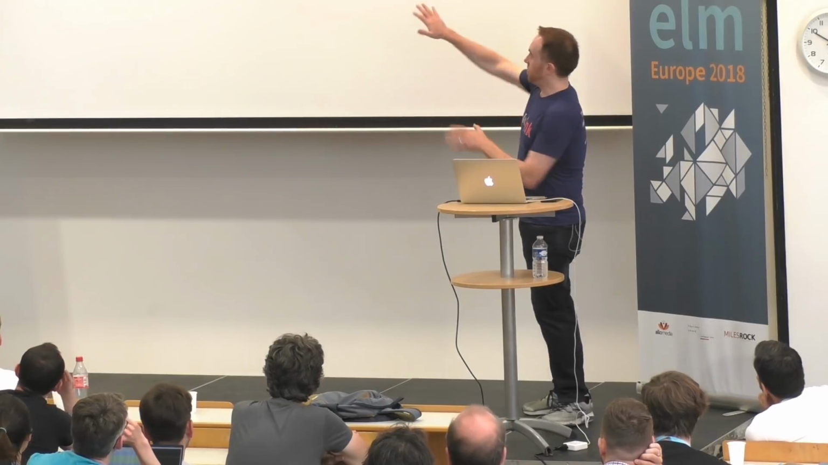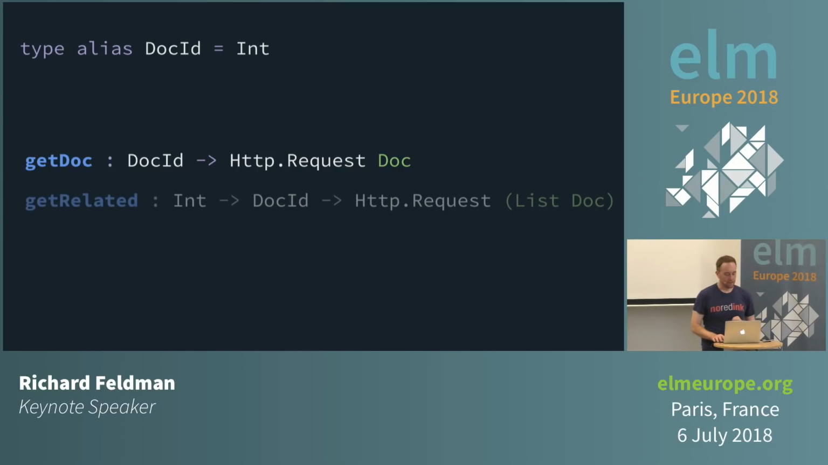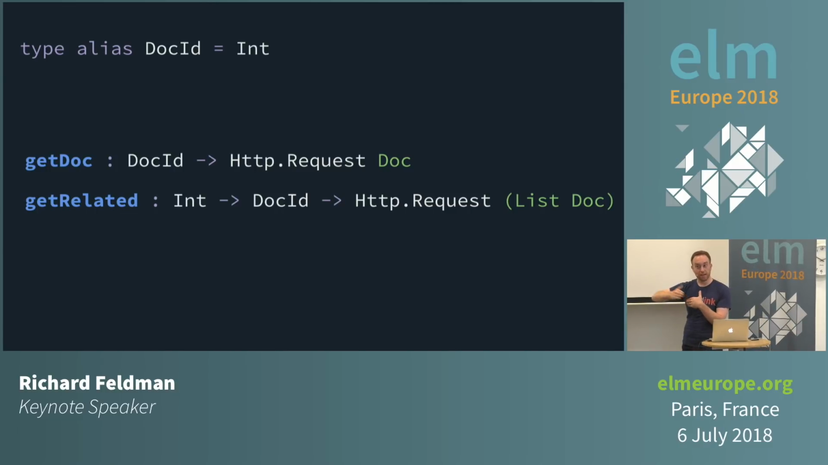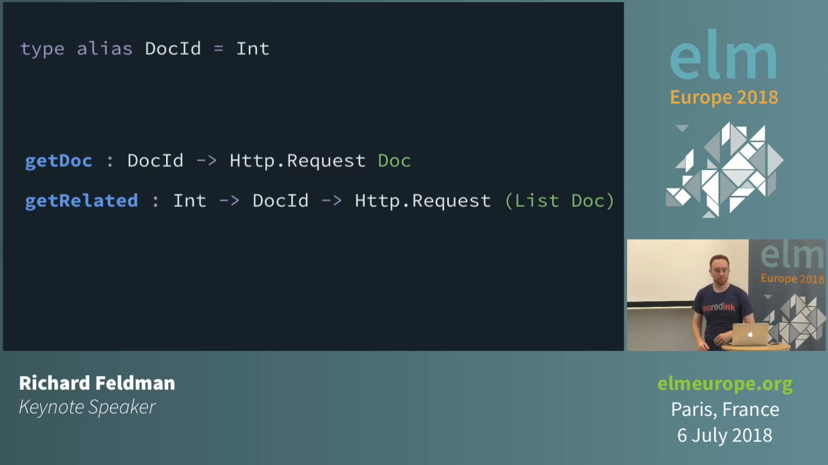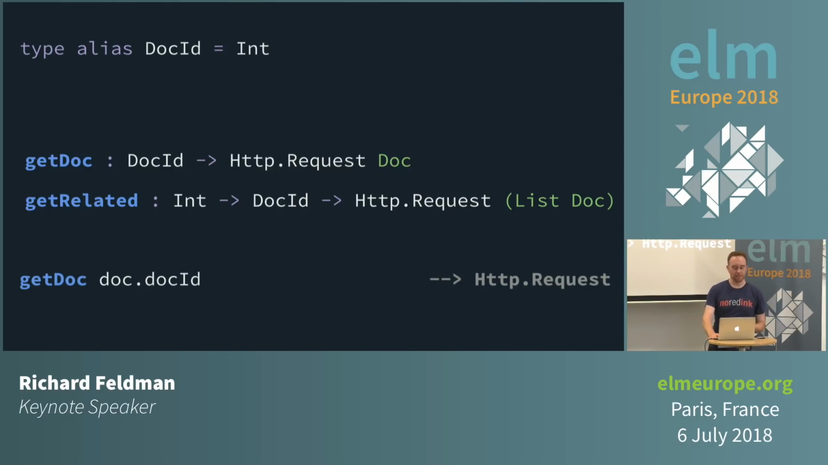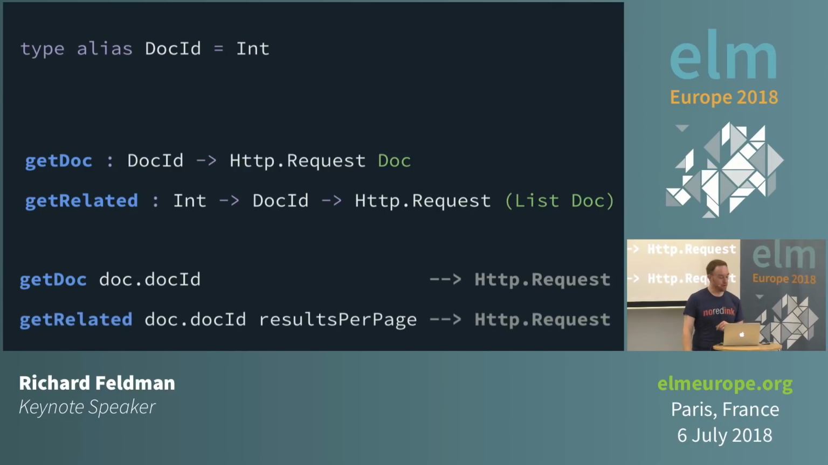So let's say that I went with the type alias approach. And I wrote some function called getDoc, which takes a doc ID and then goes to the server and says, give me that doc. And then I also defined a function called getRelated, which takes an integer for the number of related docs I want to get back, so I don't get 1,000 of them if there are a bunch that are related. And then the particular doc ID, and that gives me back a request. Okay, so I could call getDoc passing doc.docID. That'll compile, give me back an HTTP request. I could also call getRelated passing doc.docID and then the results per page. That'll compile and that'll give me an HTTP request.